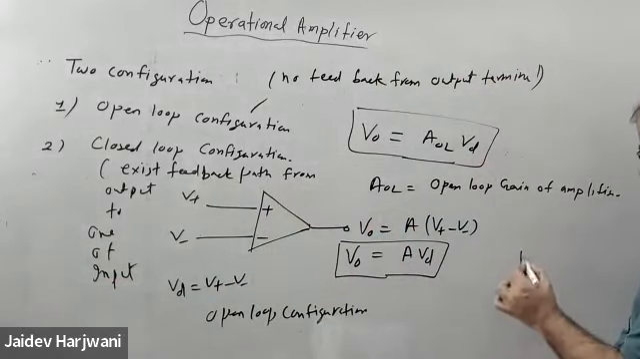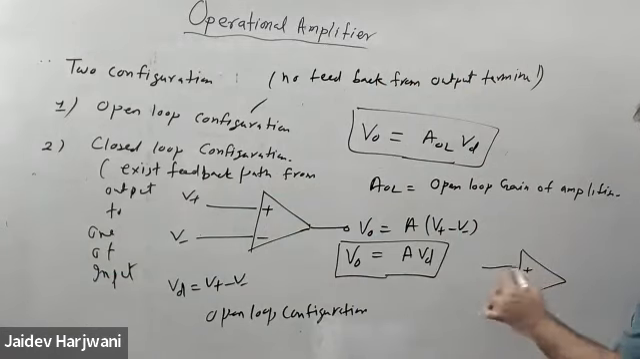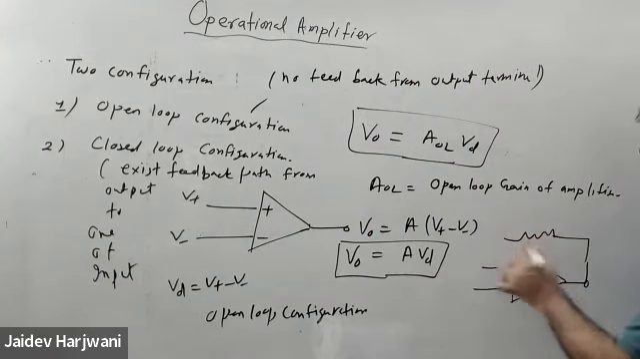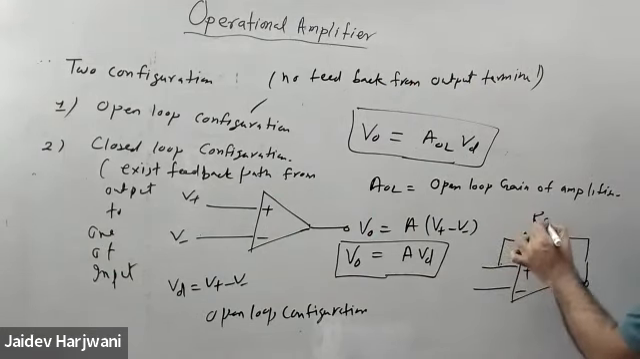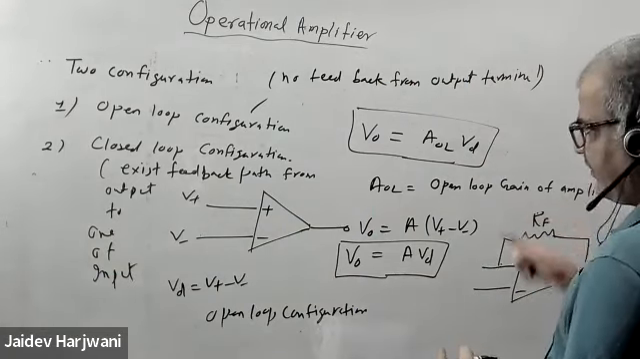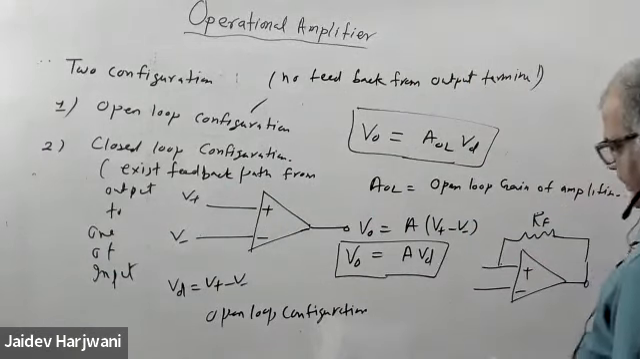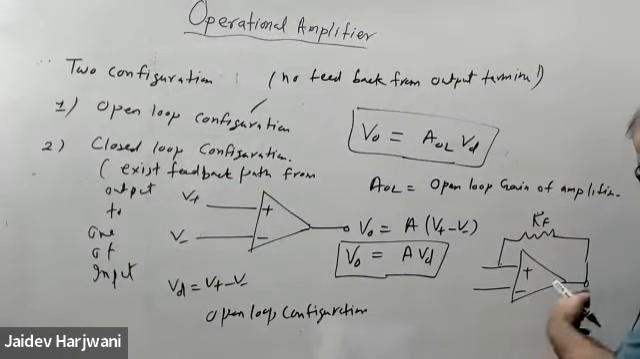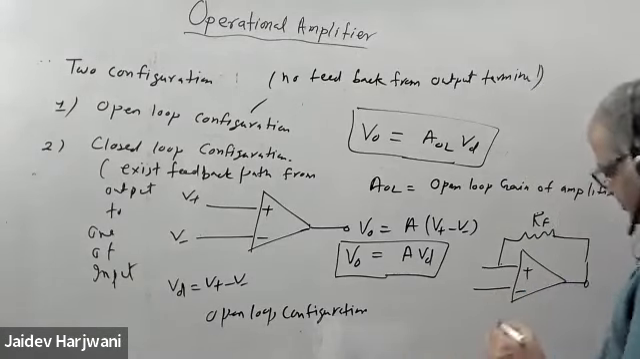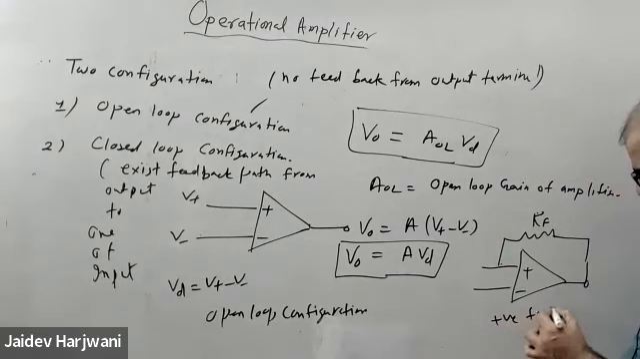Now suppose I draw plus and minus terminals, and this is my V naught, and some feedback is coming to this positive terminal. Then it is called positive feedback. This is a closed loop amplifier with positive feedback. Positive feedback means the output feedback is coming to the plus terminal.